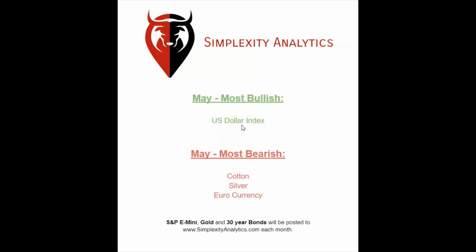May is the most bullish month of the year for the US dollar index. It's the most bearish for cotton, silver, and the euro currency. No coincidence here that the euro currency is the most bearish at the same time as the US dollar is the most bullish. They always move opposite to one another.